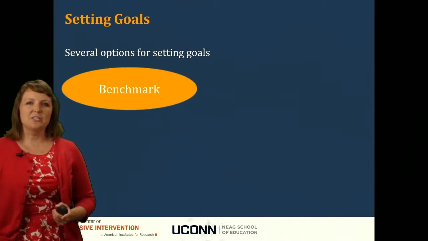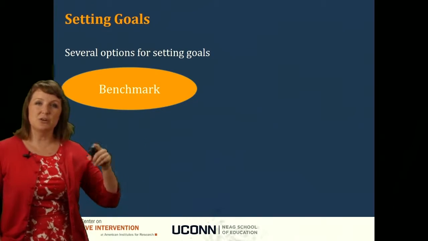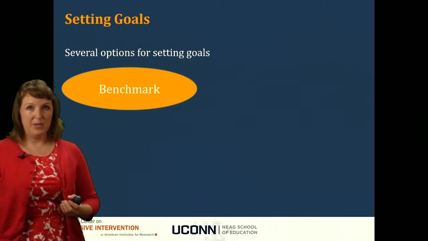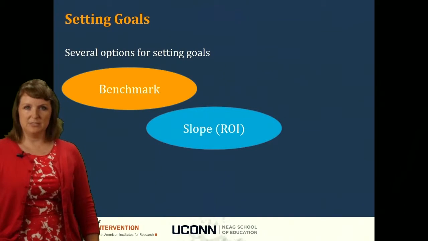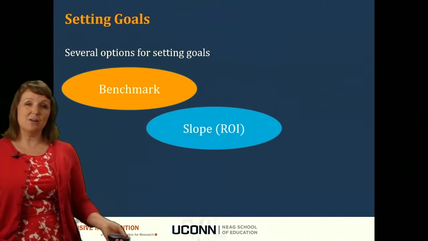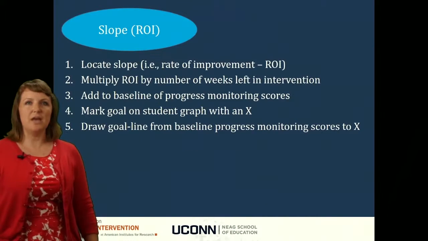So we just talked about benchmarks, where we can use a benchmark to set a goal for a student and then see how well students are on track to meet that goal. But benchmarks aren't our only option. We can also use slope data, or ROI. ROI stands for rate of improvement. Let's see how to do that.